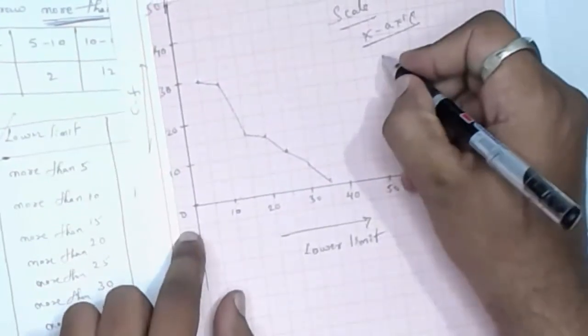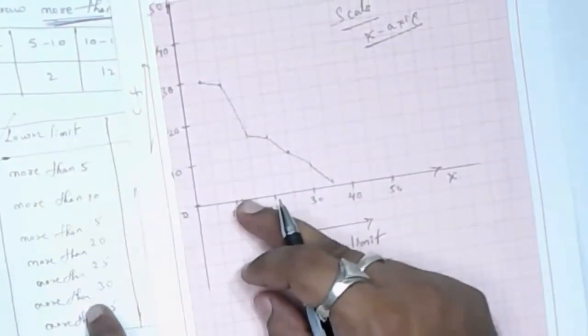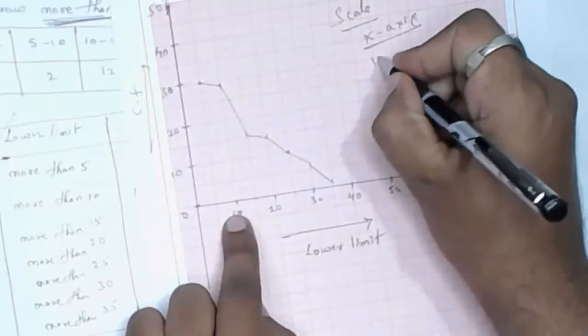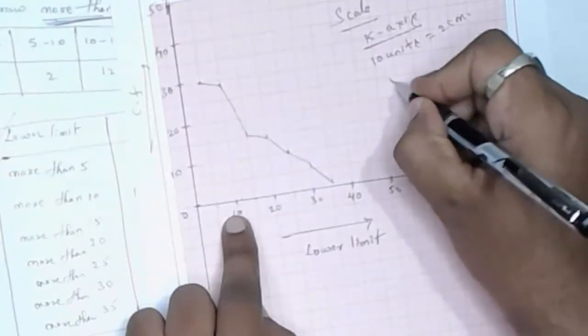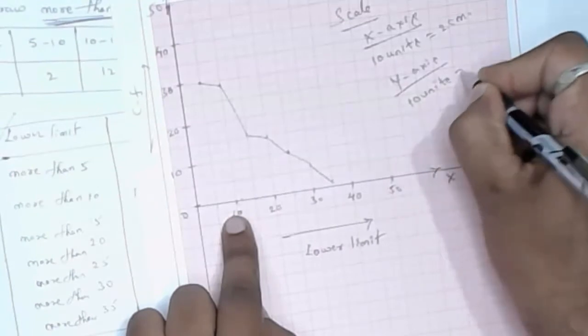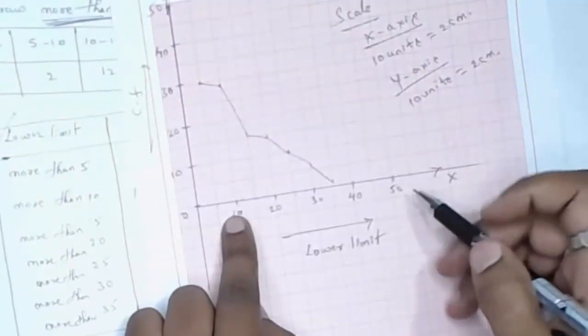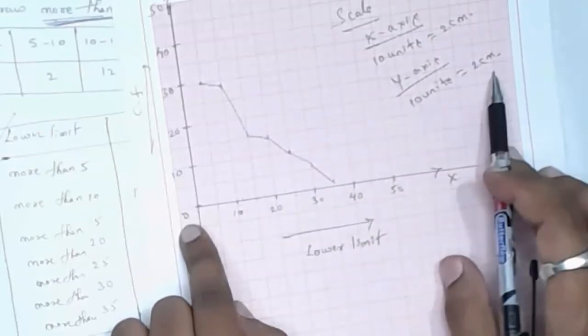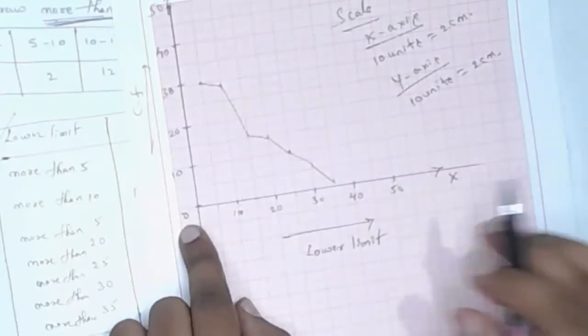So we write x, this all are called as units, these all values are units. So 0 to 10 is 10 units. So we can say 10 units is equals to 2 centimeters. And then y-axis 10 units is equals to 2 centimeters. Got it? So x-axis 10 units equals 2 centimeters and y-axis 10 units equals 2 centimeters.